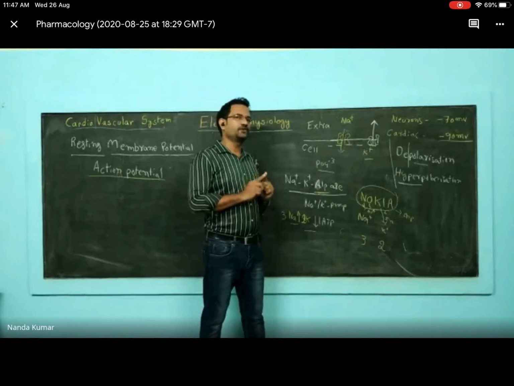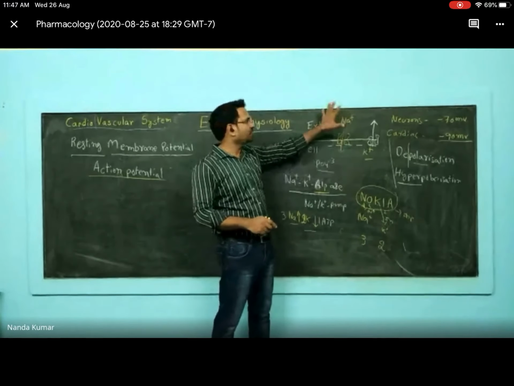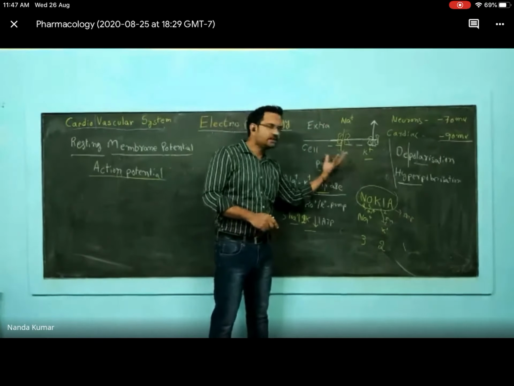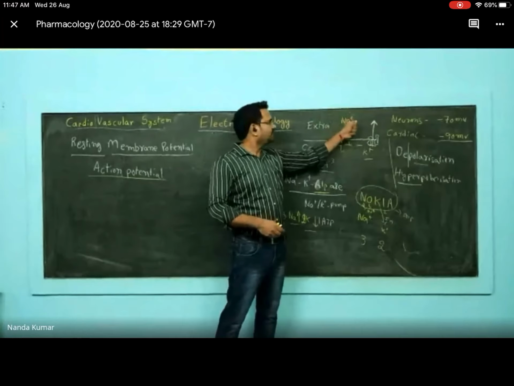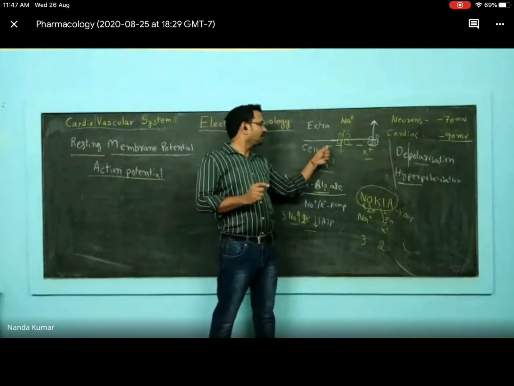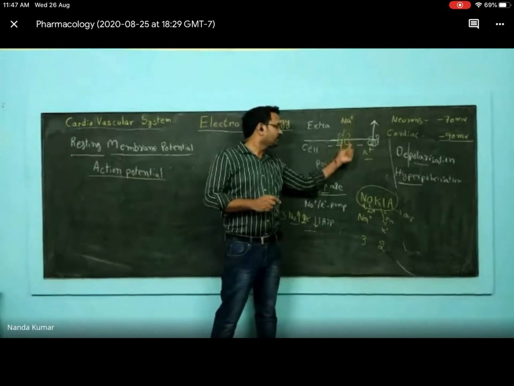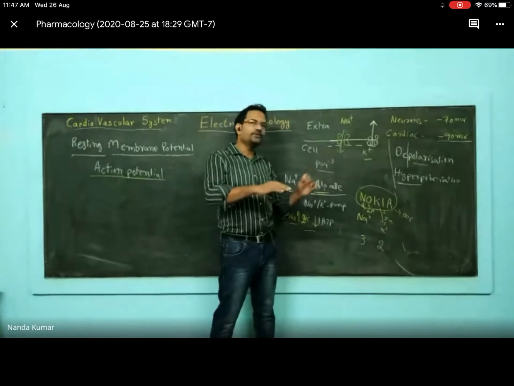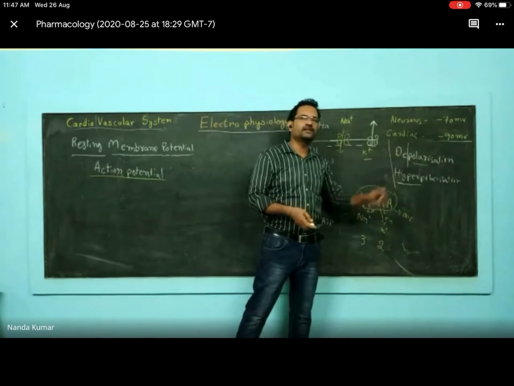When sodium channel is open, what happens? Sodium rushes down the gradient because outside sodium concentration is more, inside sodium concentration is less. Sodium comes inside the cell. What is the charge of sodium? It has got positive charge. What is normal potential inside the cell? It is negative. Because the positively charged sodium comes inside the cell, the negative is slowly converted to positive. That is what we call depolarization.